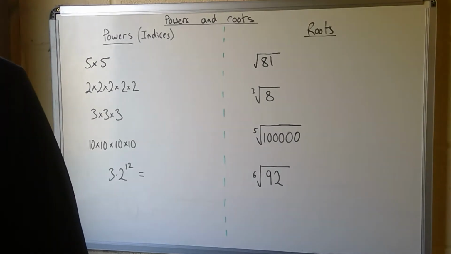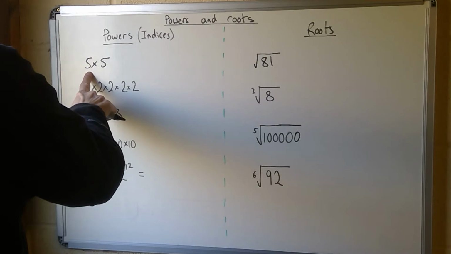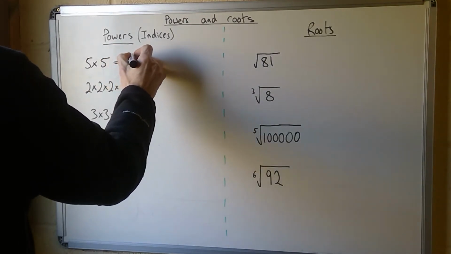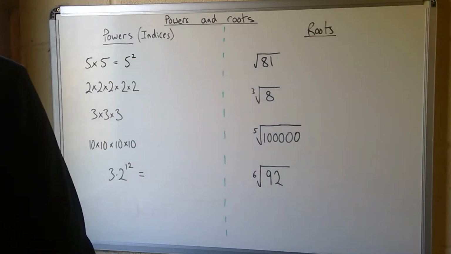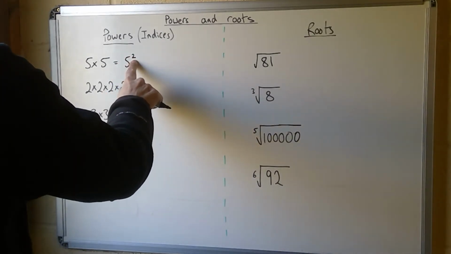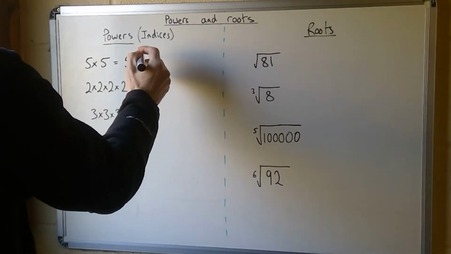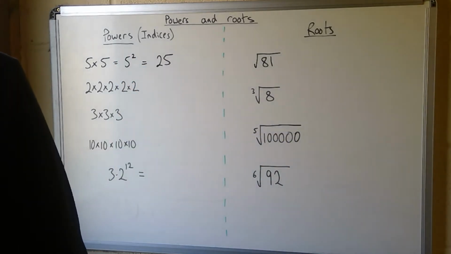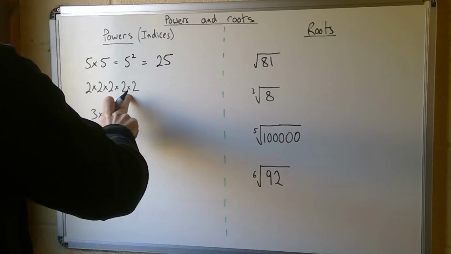So from the square and square roots clip, you should remember that 5 times 5 can also be written as 5 squared, or 5 to the power of 2. This number here is called the power or the index, and it's just a shorter way of writing it, and it does turn out to be 25. These numbers must all be the same.